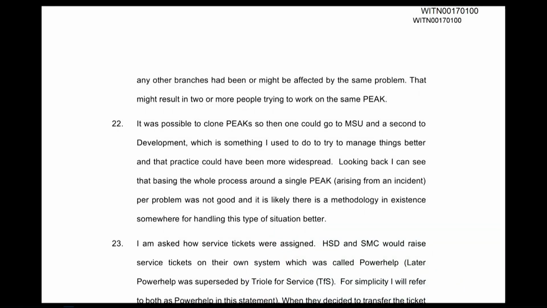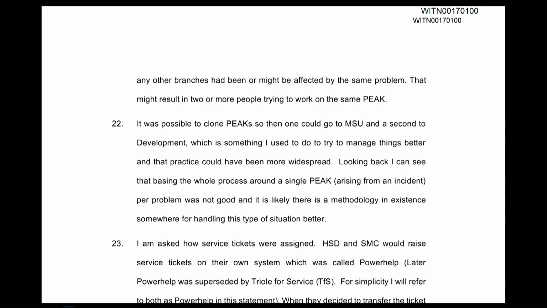In the third line, you say, looking back, I can see that basing the whole process around a single peak arising from an incident per problem was not good, and it's likely that there is a methodology in existence somewhere for handling this type of situation better. Firstly, what did you mean that the whole process was handled around a single peak?